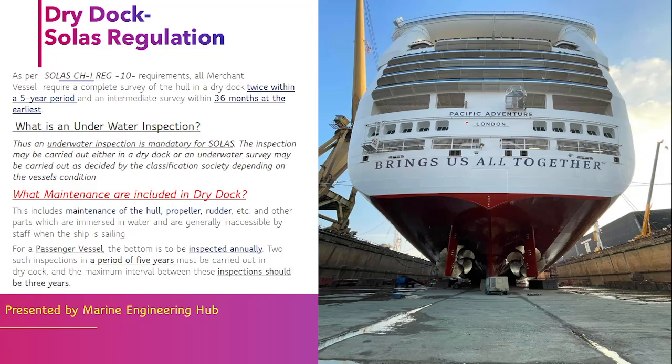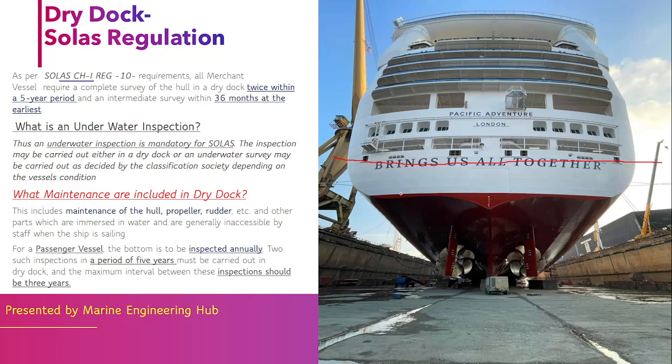Now what are we doing in dry dock? We are carrying out an underwater inspection. That underwater inspection is basically carried out either in a dry dock or in an underwater survey, in order to ensure that the lower part of a ship is in good condition. The lower part of the ship is in the sea most of the time. In dry dock it's coming out of the sea.